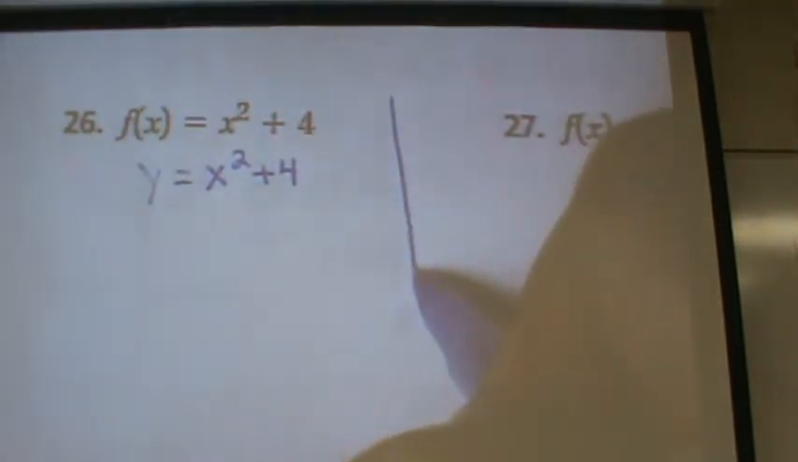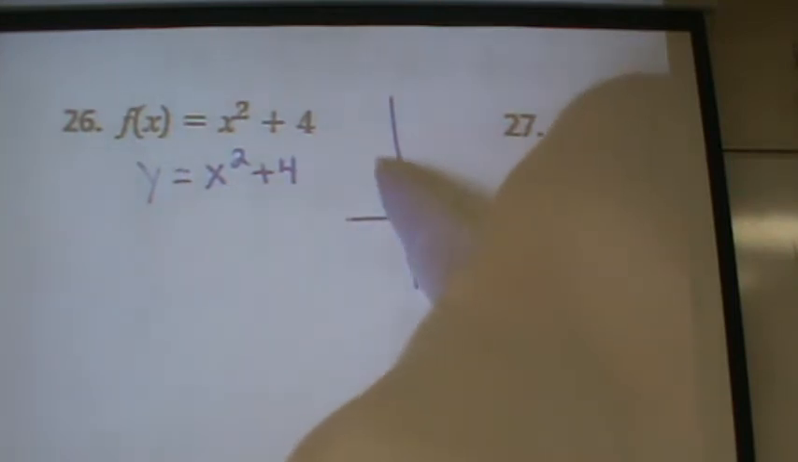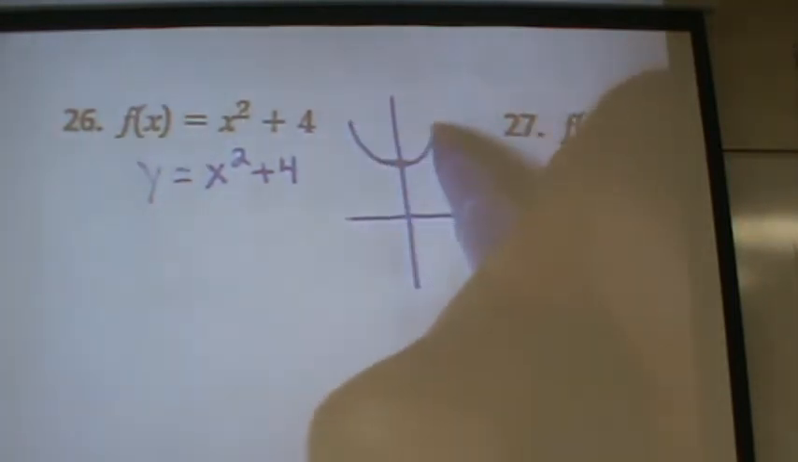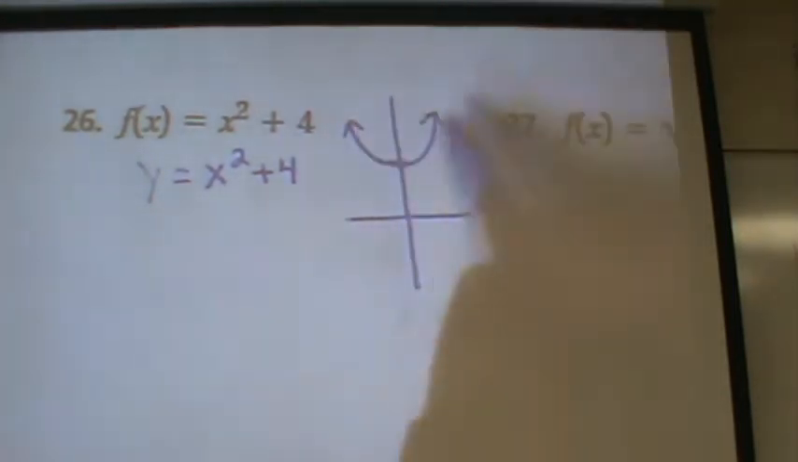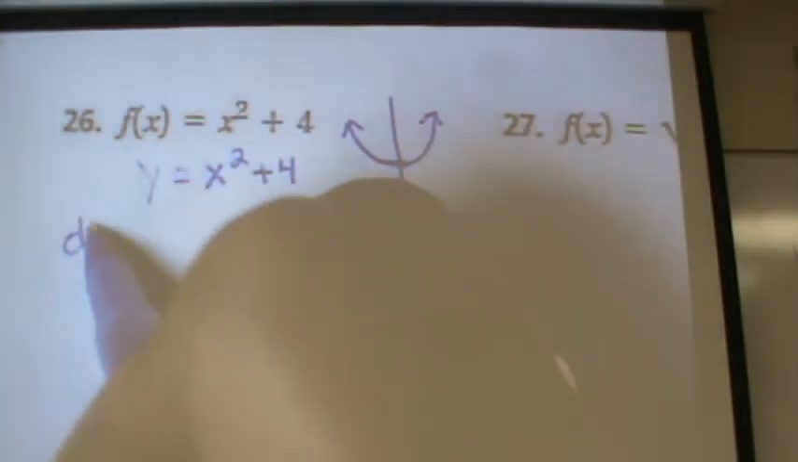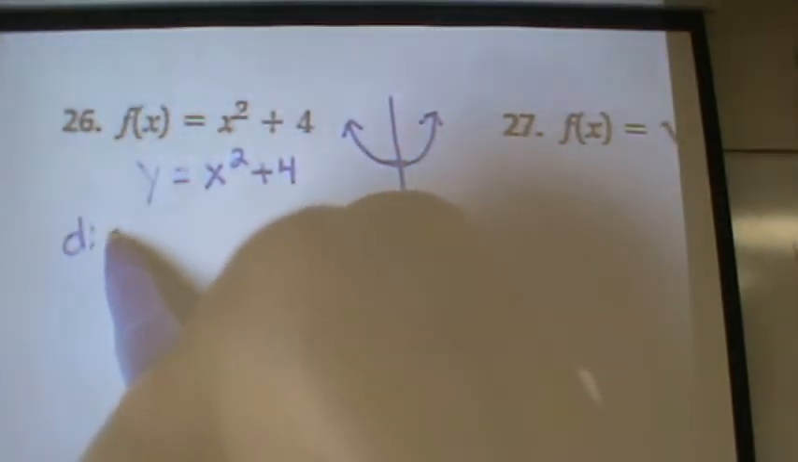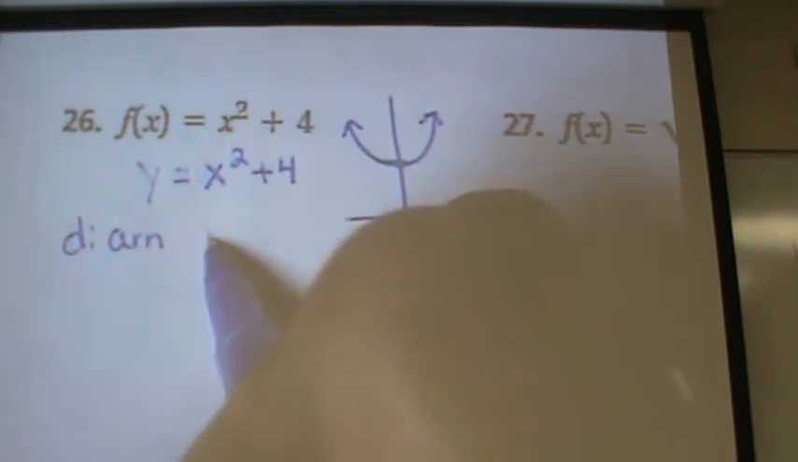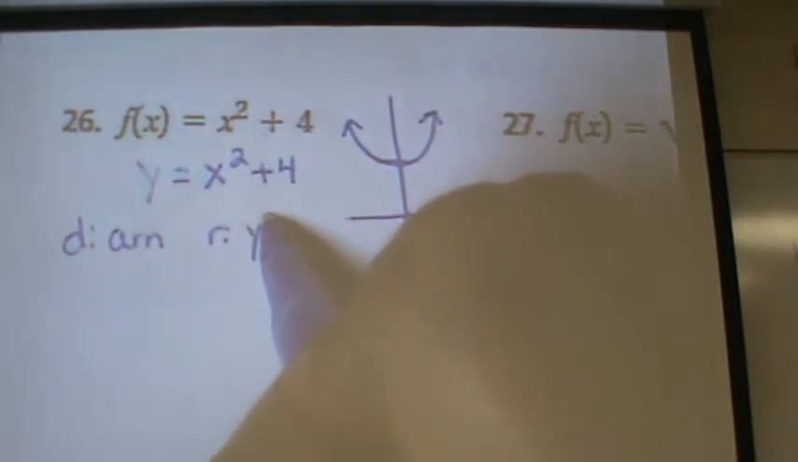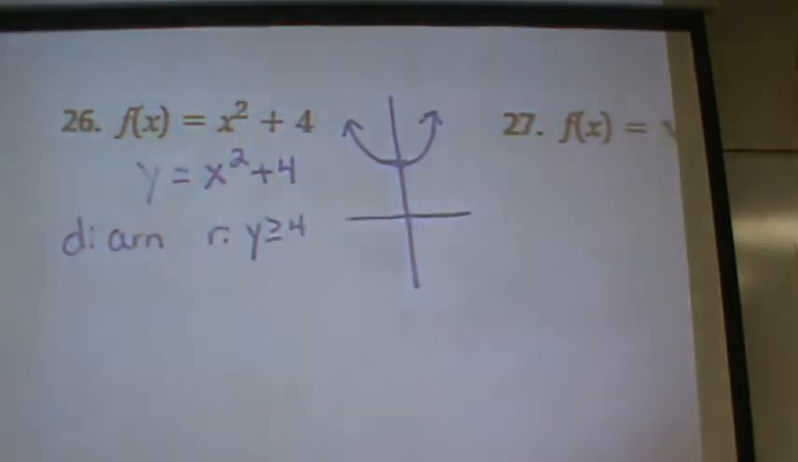If you were to graph this, it is a parabola. It's 4 units up. So the domain on this is all real numbers. The range is y is greater than or equal to 4.